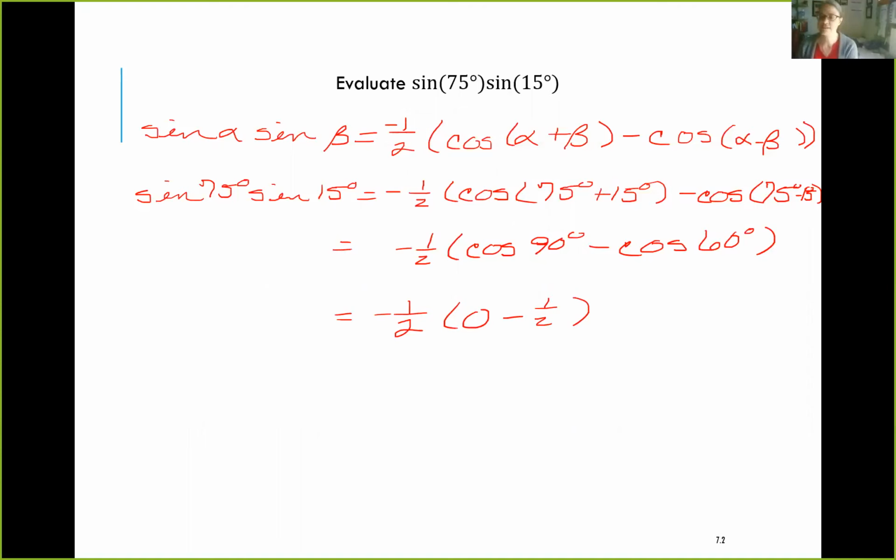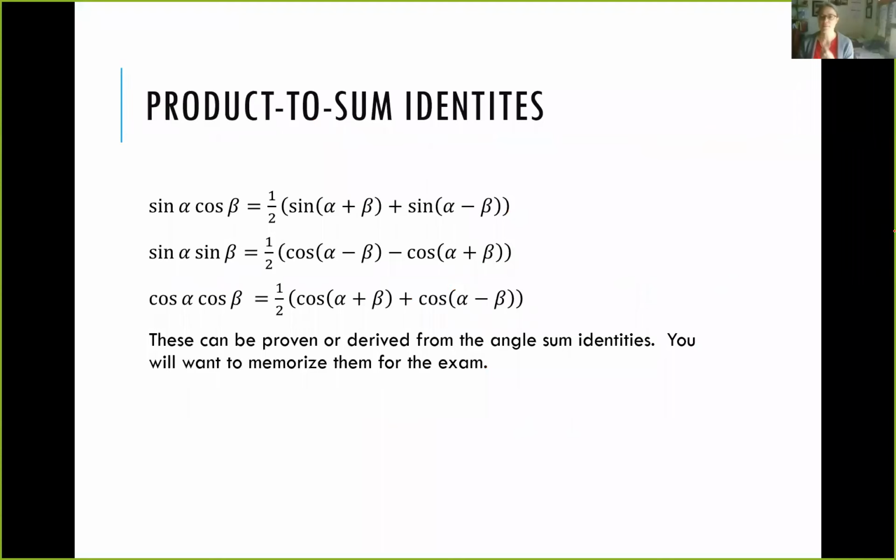So this is just 1/4. Right. This one turned out to be one you could get from your calculator, but if it were something like square root 6/2, you couldn't. All right, those were the product to sum identities. We started with a product and wrote it as a sum.